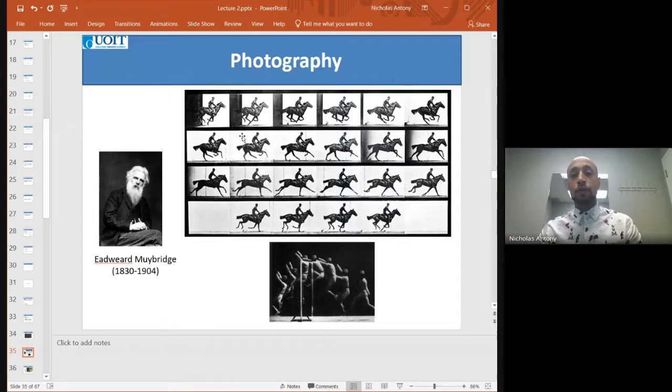His claim to fame was that he proved, by evaluating a horse running, that there's a period in time where the horse's feet aren't touching the ground right there. So this was big news in 1900. And then fun fact, this guy went to jail right after for killing his wife's lover. But he did develop this technology.